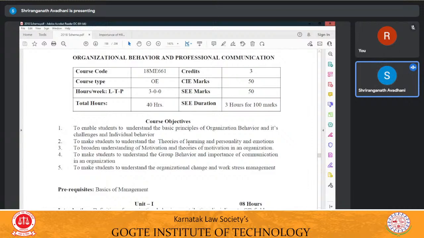Personality theories, personality development. People are spending good money on how to improve their personality. They are undergoing online and offline courses. There are successful entrepreneurs who are giving these courses. But yes, we have this course included in our syllabus: personality theories and personality development, and how to behave in a group.